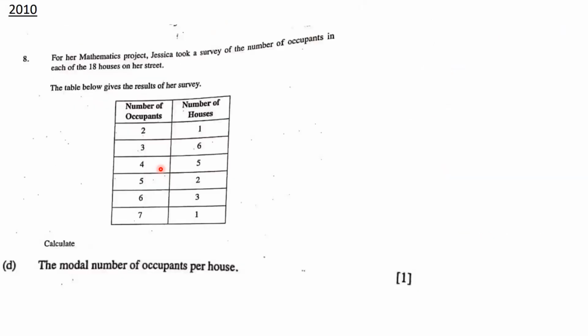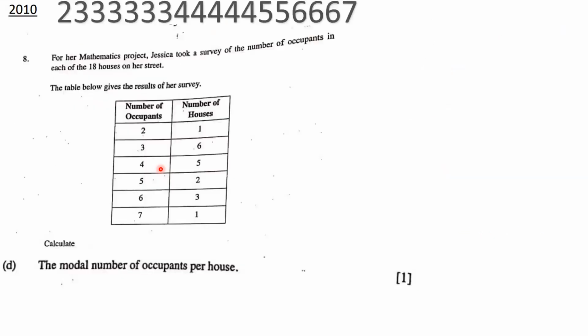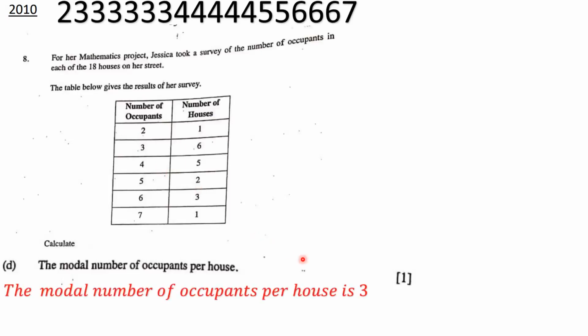Okay, let's move on to the modal number of occupants per house. Well, the mode is the number that appears the most, so it's definitely going to be 3 because 3 appears 6 times. There's no other number that appears that much, so it's definitely going to be 3.